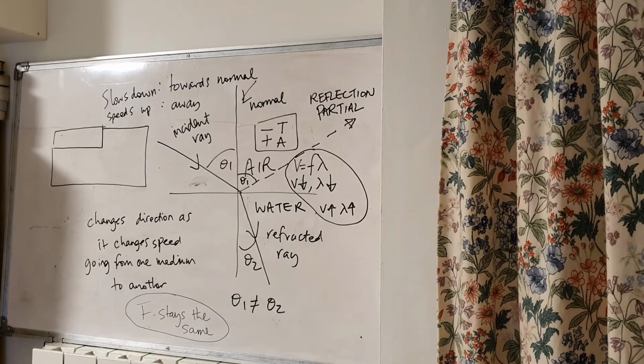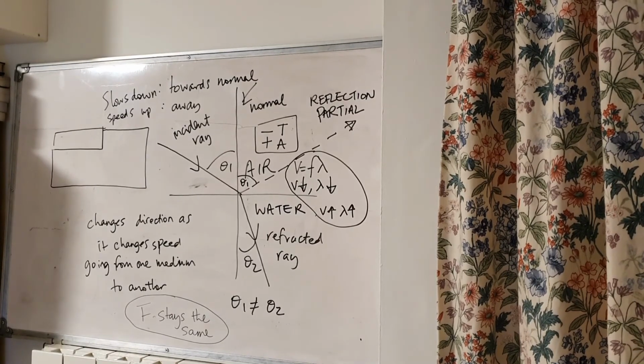Alright, so when v goes down, lambda goes down and f stays the same. When v goes up, lambda goes up because f stays the same. And if it slows down, it's towards the normal. So the minus, when it slows down, it's towards the normal. And when it speeds up, plus, it's away from the normal. So what's refraction? It's when the wave changes speed as it changes direction, going from one medium to another.